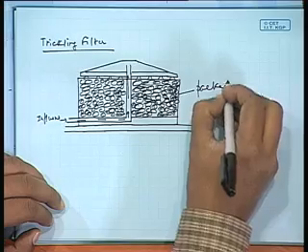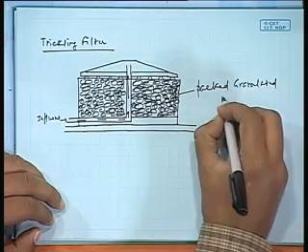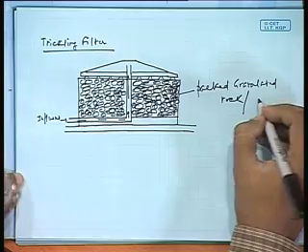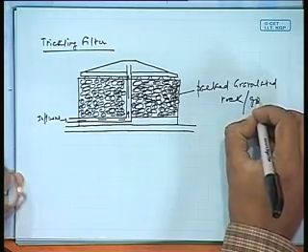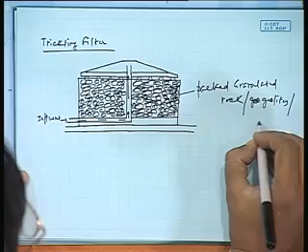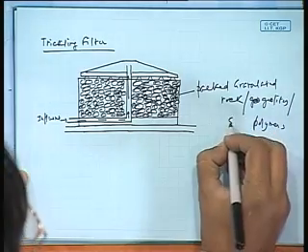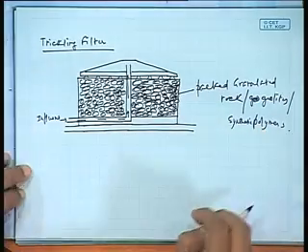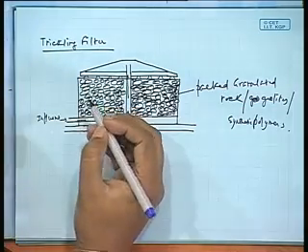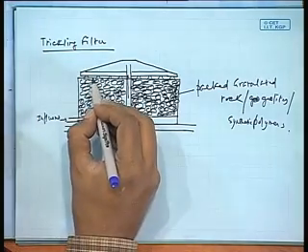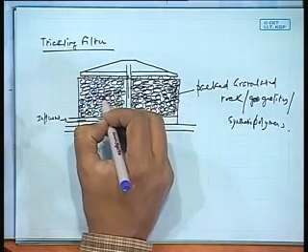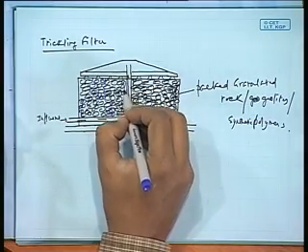This one is a packed granulated rock, or sometimes nowadays we are using, say, geolites also. Geolite beds, geolites, or even polymers, synthetic polymers are being used. What they do is, the most important part to understand is that this water finally forms like this, traveling across these different pebble surfaces, the rock surfaces, and then finally coming out from the bottom.